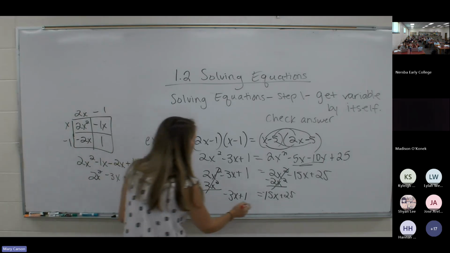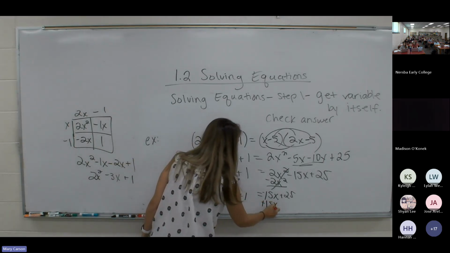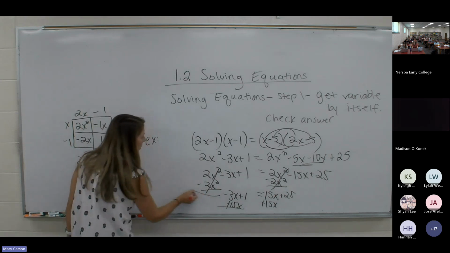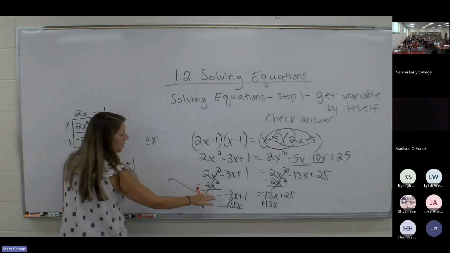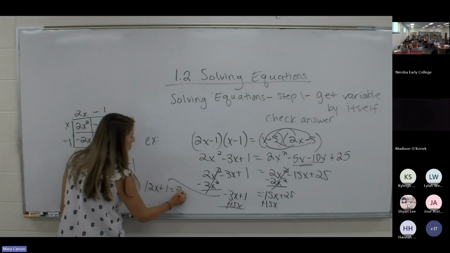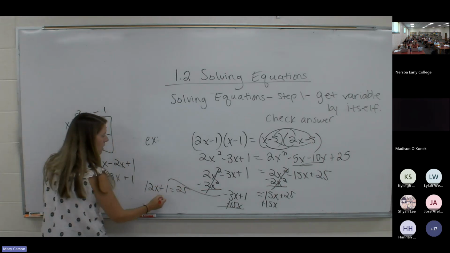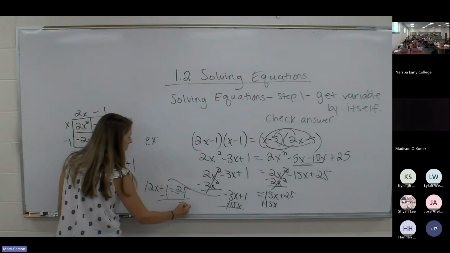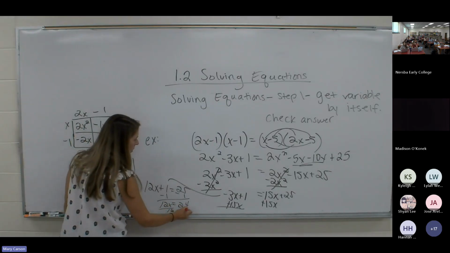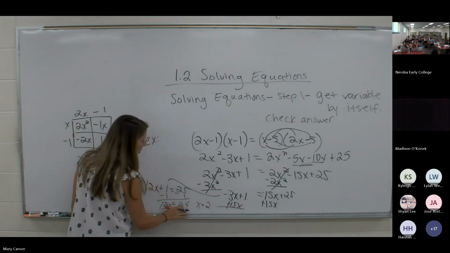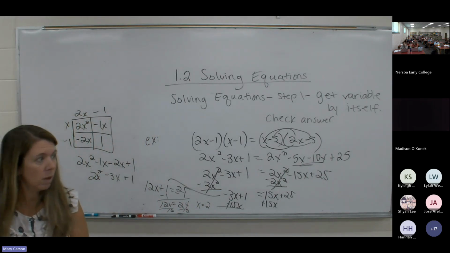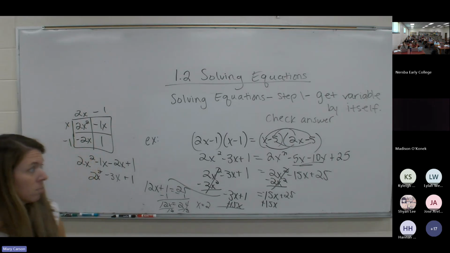All right, I'm going to move the variable over. So this is going to be plus 15x on both sides. I'm running out of space here, so I'm going to rewrite this up here. So this is going to be -3x plus 15x. That's going to be what? 12x plus 1 equals 25. And then we subtract the 1 and you get 24 equals 12x. And then I'm going to divide by 12. And so you get x equals 2. Did anybody get 2? Yeah. How'd you get to? Okay.